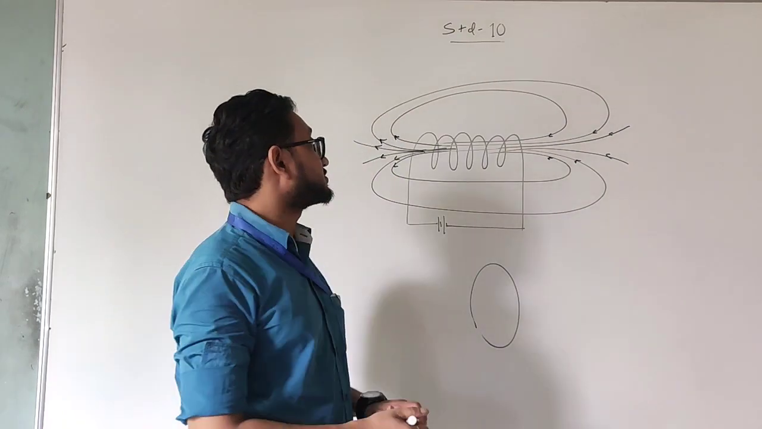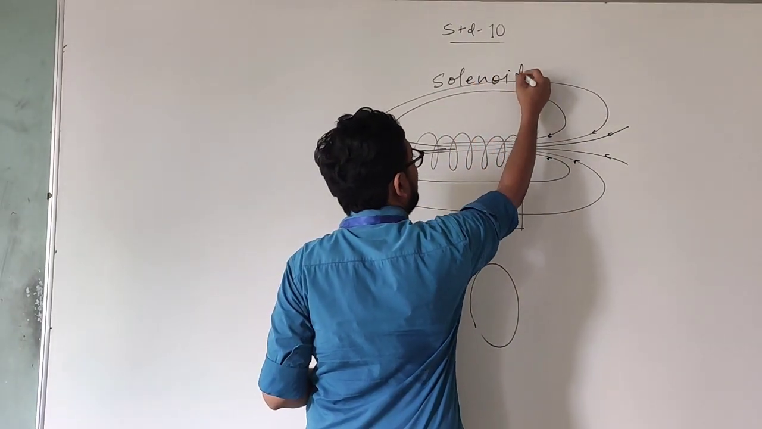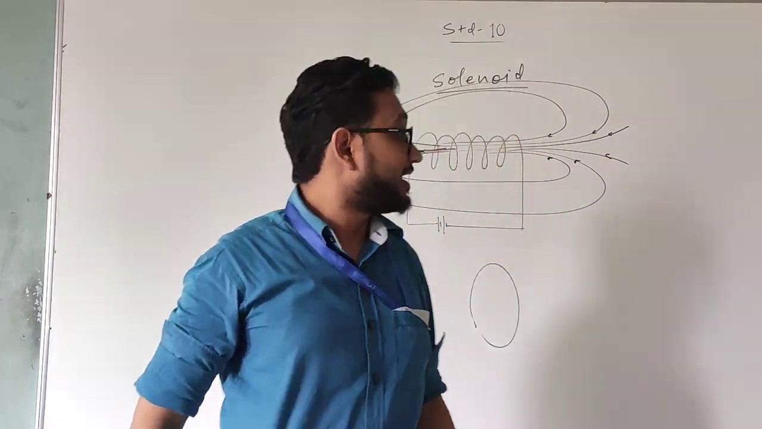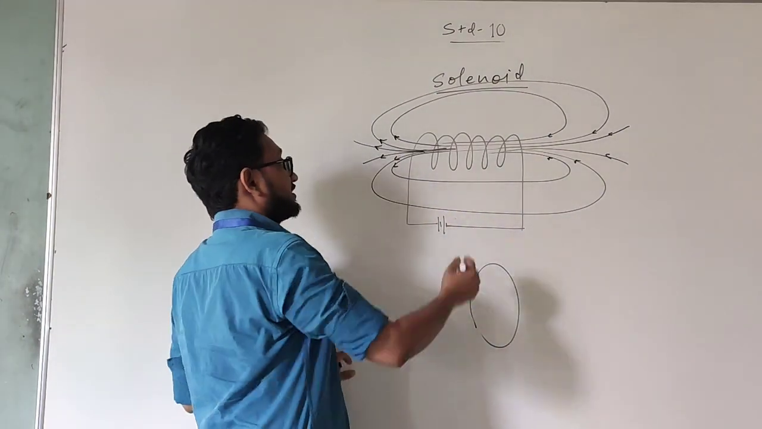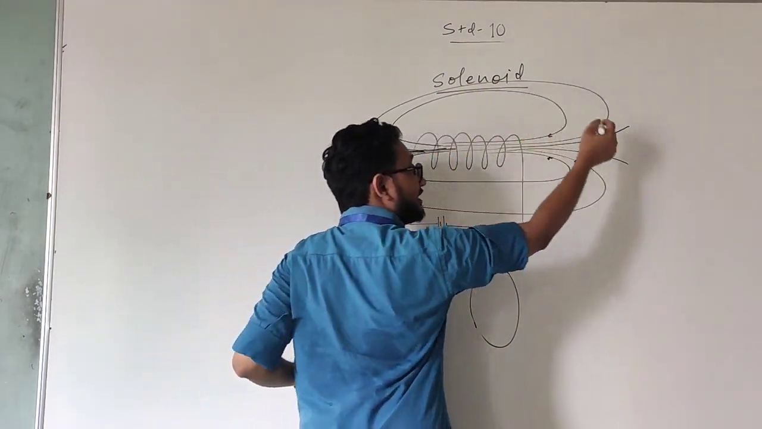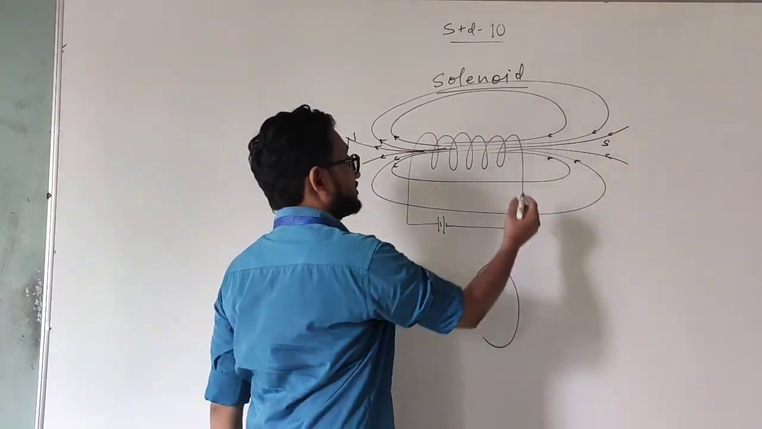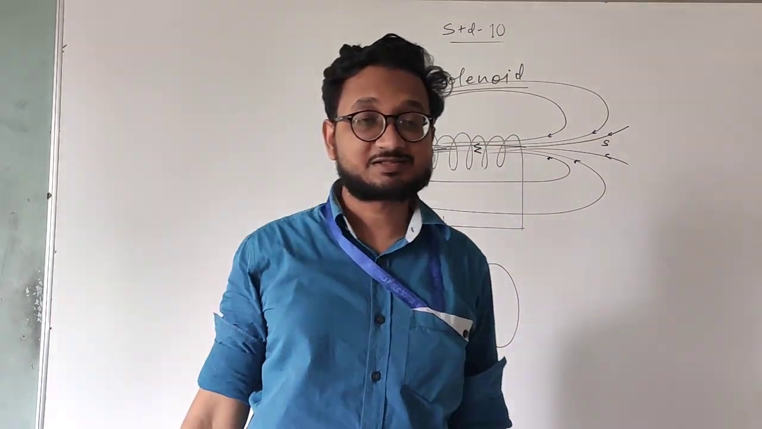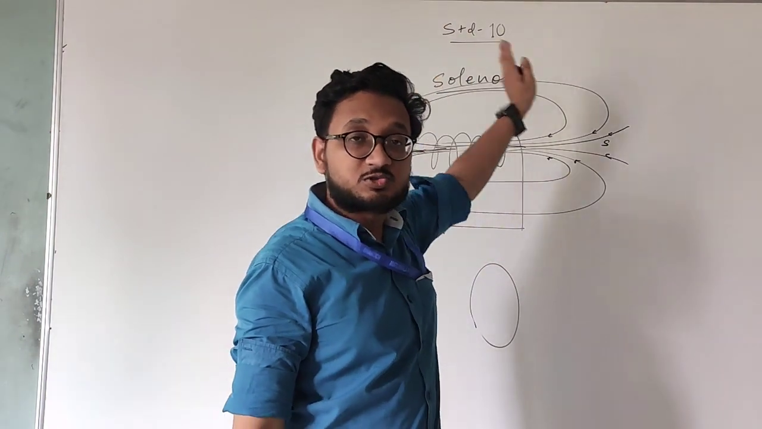Now this type of setup, where in a circular loop you have created n number of turns, is called a solenoid. And the solenoid has a magnetic field similar to a bar magnet. Remember, it comes out from north and enters south, and inside it goes from south to north in a straight line, like this. Inside the magnet it is a straight line from south to north, outside north to south.